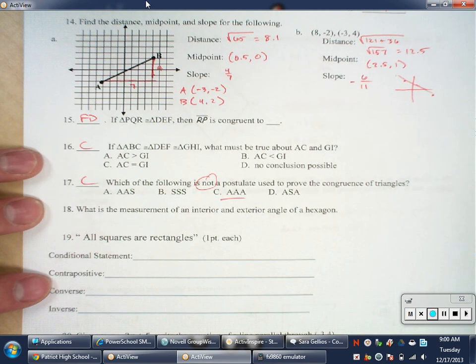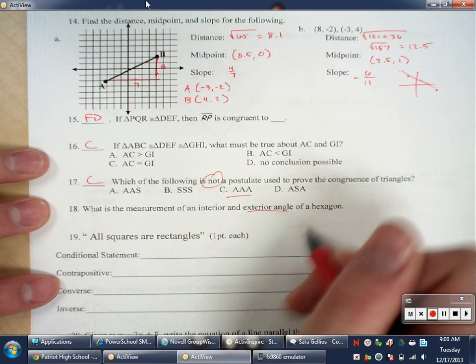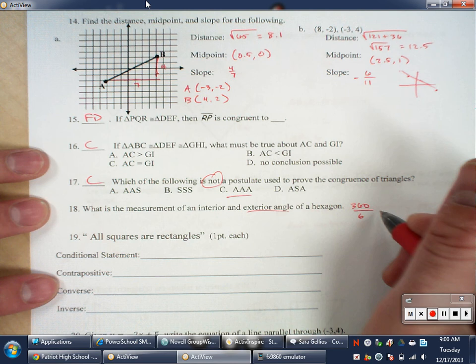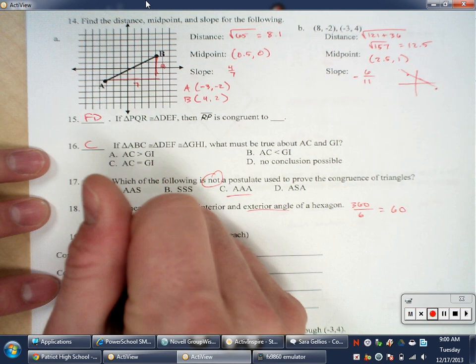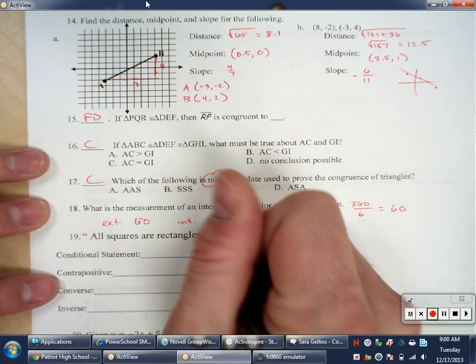What's the measurement of an interior and exterior angle of a hexagon? I had my class focus on exterior because that formula was easier. So 360 over 6 equals 60. So the exterior angle is 60, and the interior angle is supplementary to that, so 120.